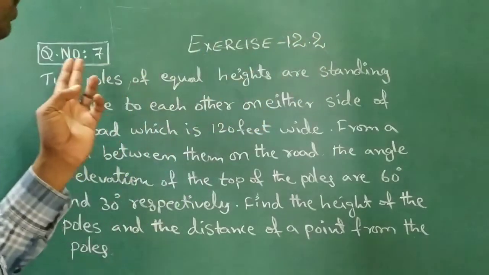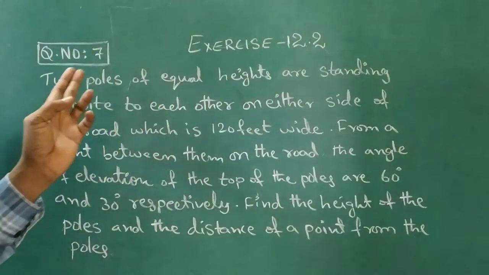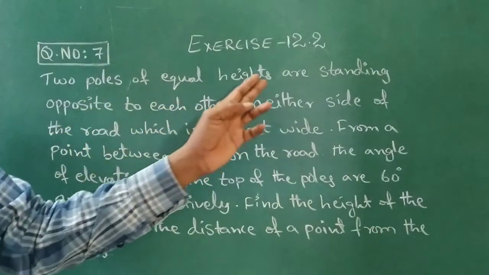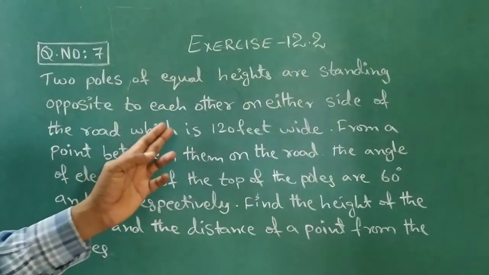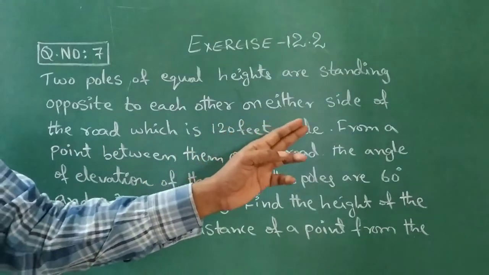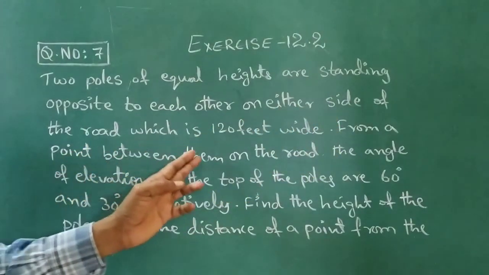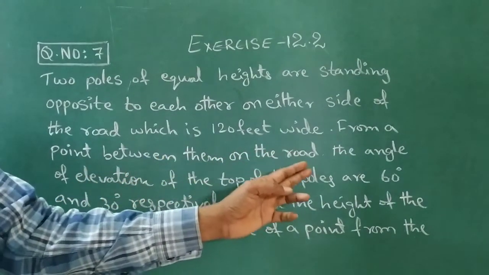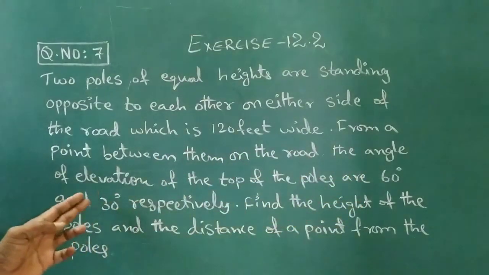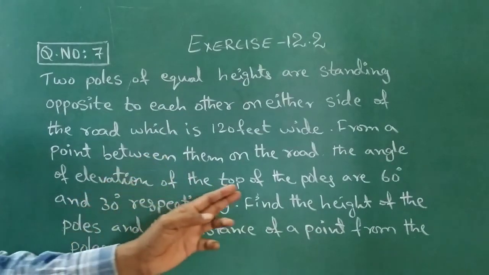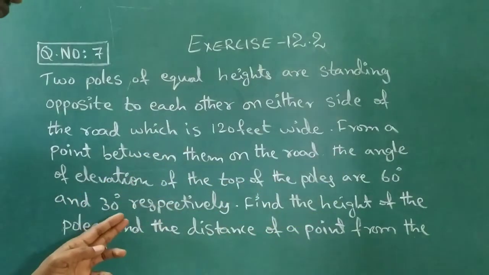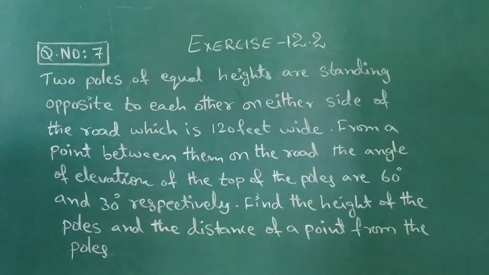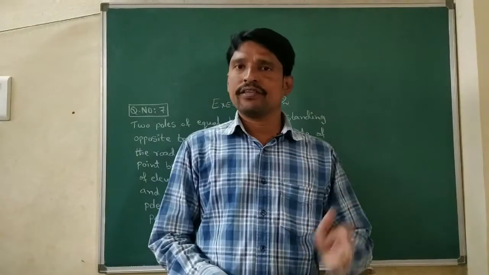Exercise 12.2, question number 7. Two poles of equal heights are standing opposite to each other on either side of the road, which is 120 feet wide. From a point between them on the road, the angles of elevation of the tops of the poles are 60 degrees and 30 degrees respectively. Find the height of the poles and the distance of the point from the poles. Let us see the solution.